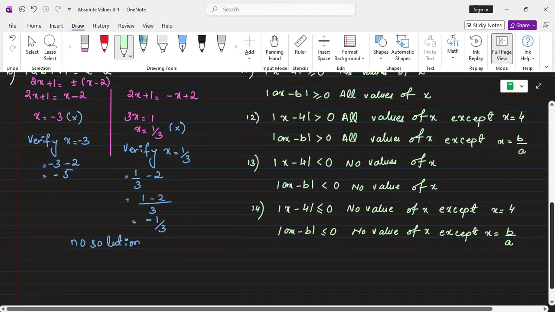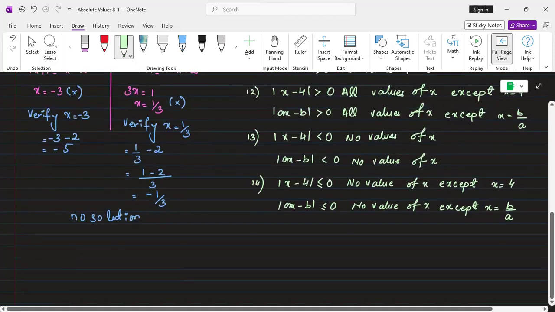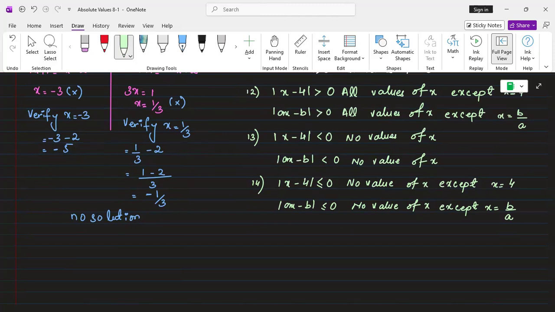So after this, let's try to solve the questions of this chapter. थोड़ा जल्दी से कर लेते हैं.